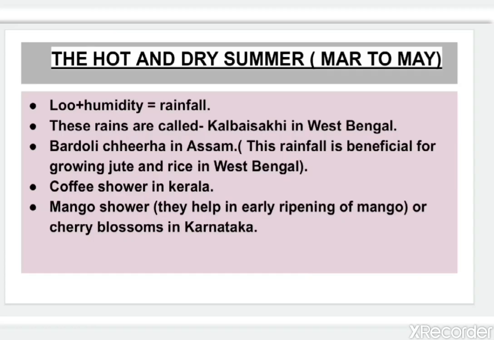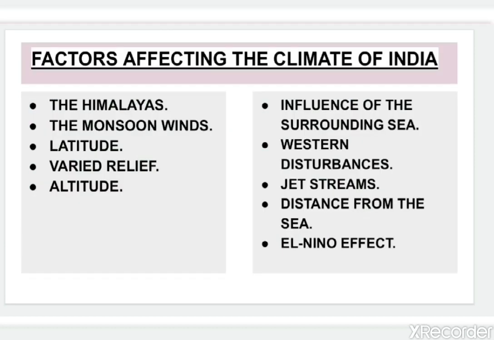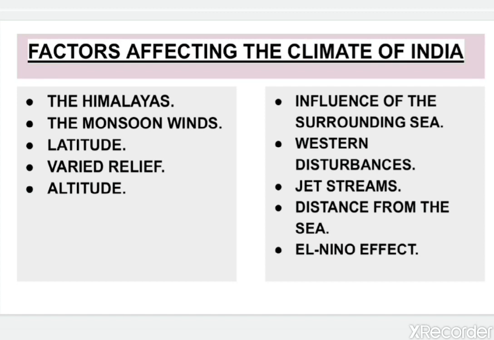Now our next point is the monsoon. Our second point is the monsoon wind. Now these winds are seasonal winds and they are periodic winds also, because these winds change their direction according to the season. I'll show you one map, you can understand.